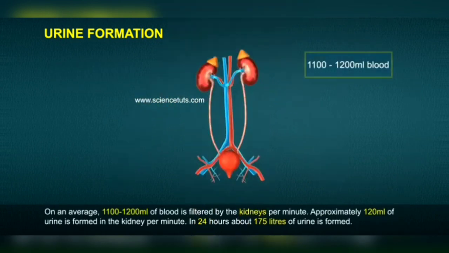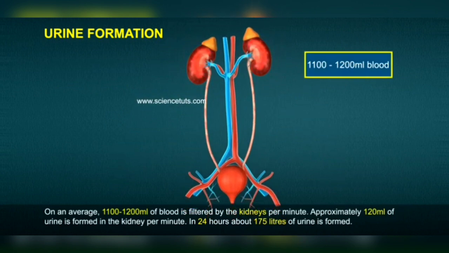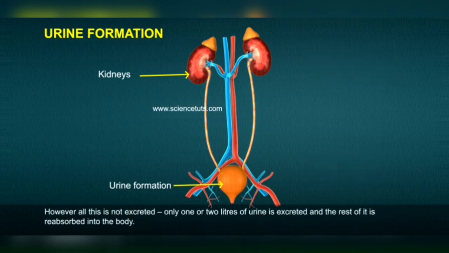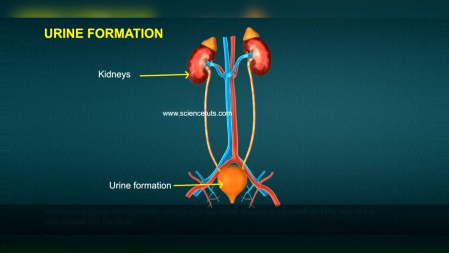On an average, 1100 to 1200 ml of blood is filtered by the kidneys per minute. Approximately 120 milliliters of filtrate is formed in the kidney per minute. In 24 hours, about 175 liters of filtrate is formed. However, all this is not excreted. Only 1 or 2 liters of urine is excreted, and the rest of it is reabsorbed into the body.